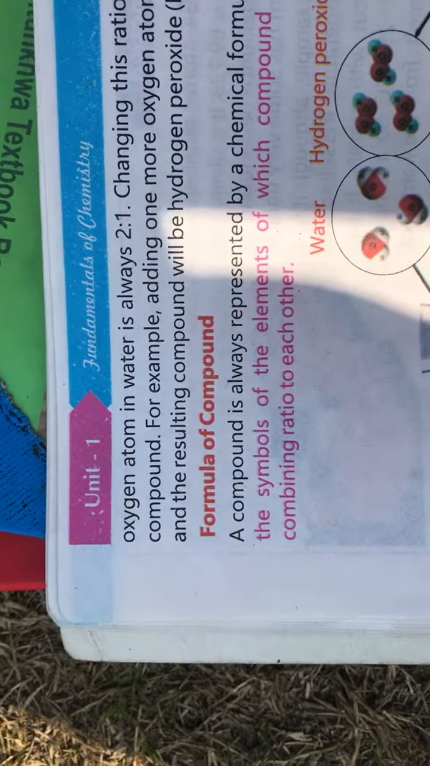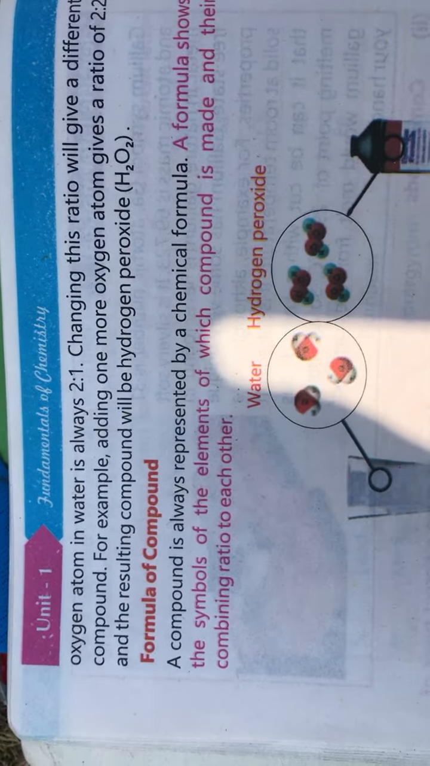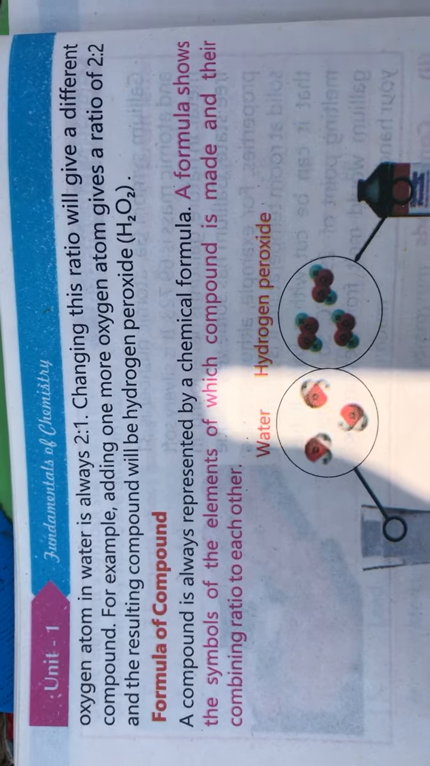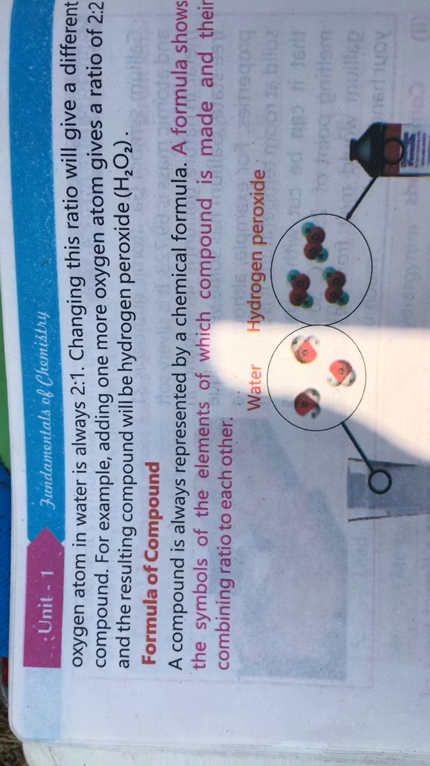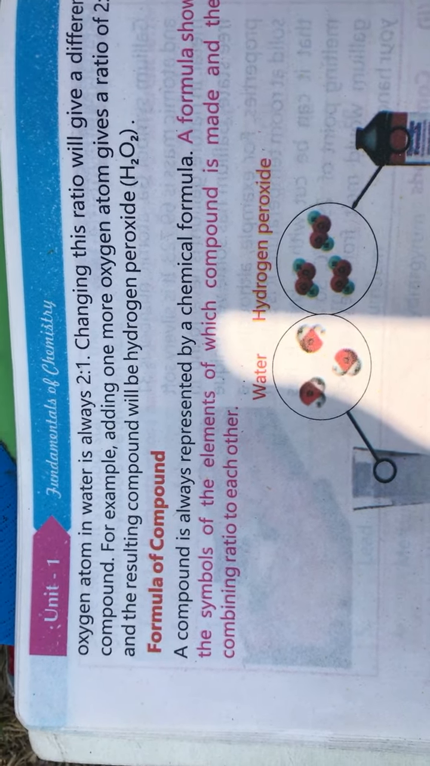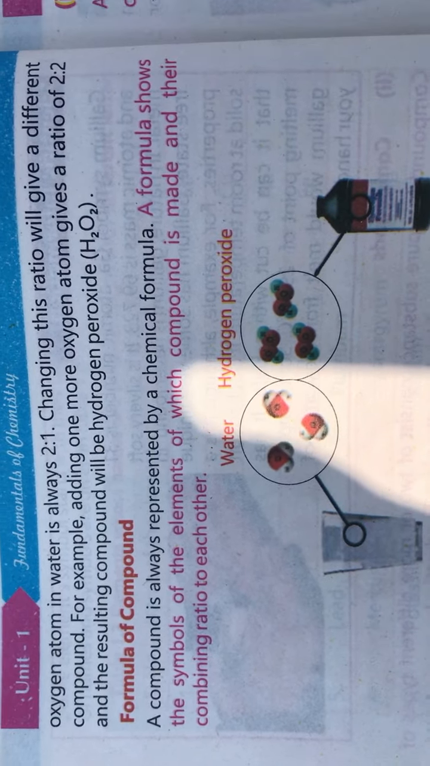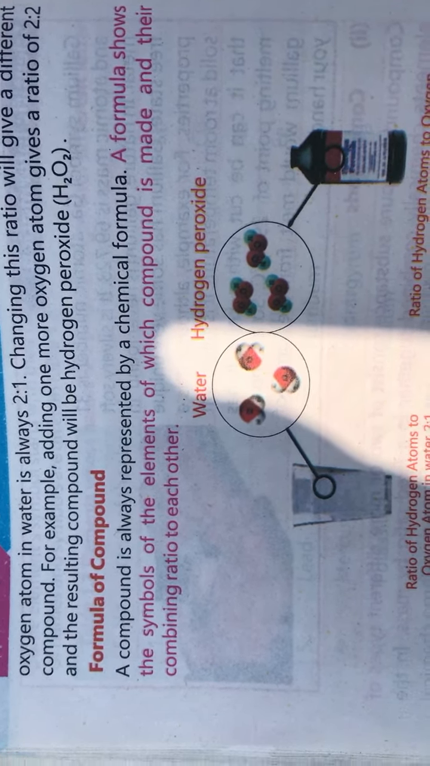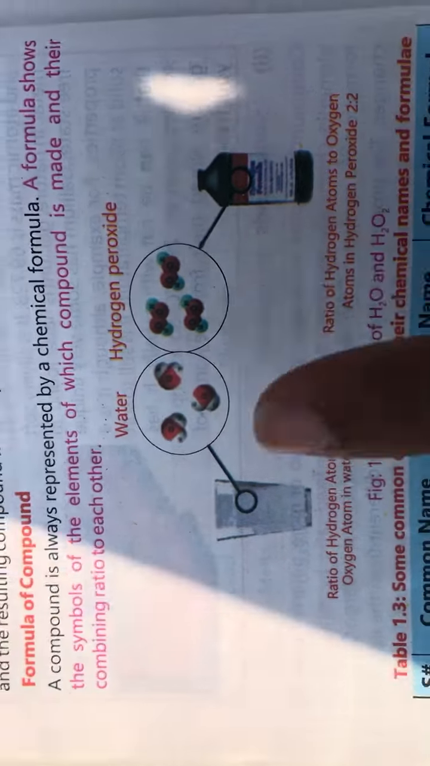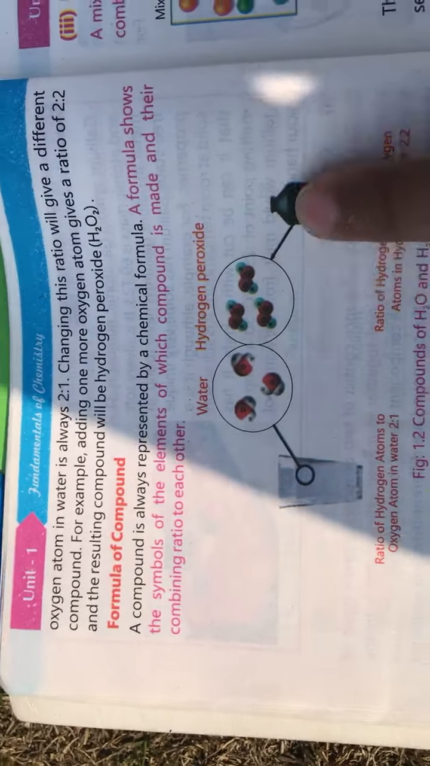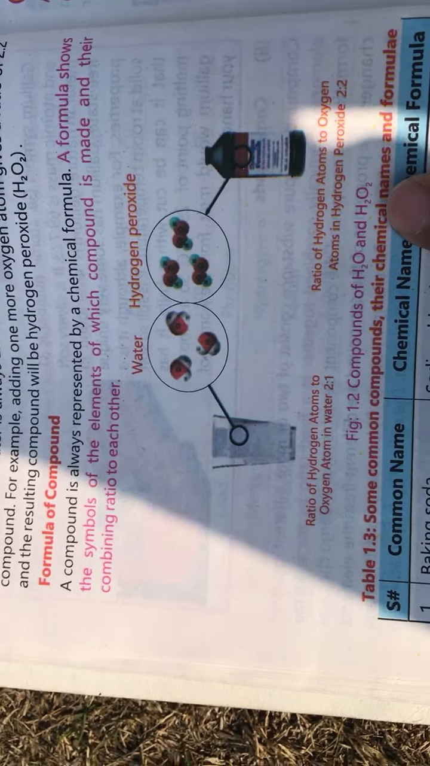oxygen atoms in water is always 2:1. Changing this ratio will give a different compound. For example, adding one more oxygen atom gives a ratio of 2:2, and the resulting compound is hydrogen peroxide, H2O2. Formula of a compound: a compound is always represented by a chemical formula. A formula shows the symbols of the elements of which the compound is made up and their combining ratio to each other. These are the formulas for water and hydrogen peroxide, H2O and H2O2.